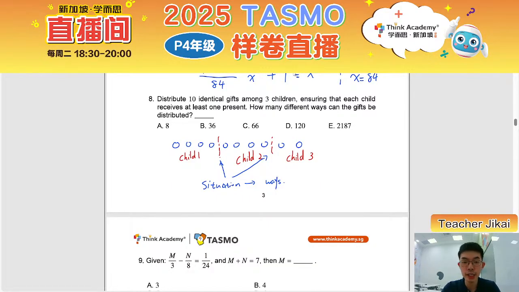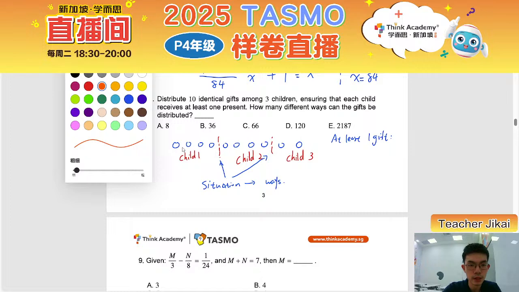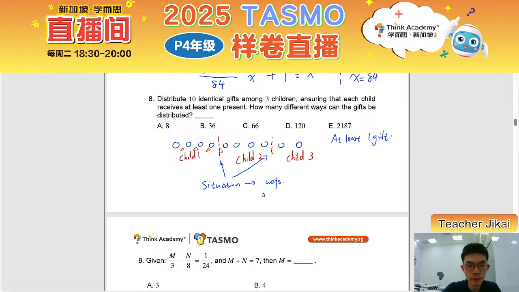You just think about the vacancy, right? So at least one gift should be given. It means only these vacancies will be selected, and each vacancy between the gifts can only have one plate. Or somebody doesn't get any gifts, they will receive 0 gifts, he will cry for it, right? So it is this meaning here.